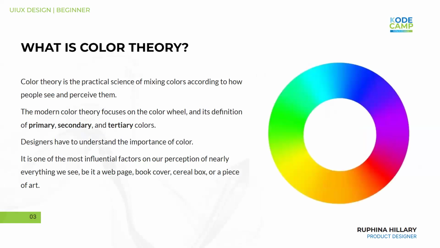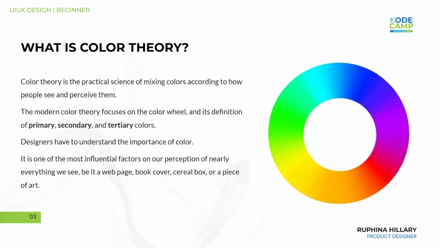Color theory is simply the practical science of mixing colors according to how people see and perceive them. Modern color theory focuses on the color wheel and its definition of primary, secondary, and tertiary colors. Designers have to understand the importance of colors as it is one of the most influential factors in our perception of everything we see, be it a web page, book cover, cereal box, or a piece of art.